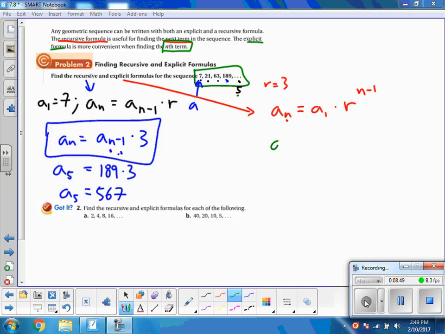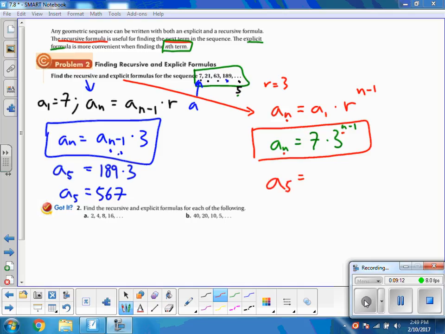So I'm going to rewrite my equation. The nth term equals the first term, 7, times my rate, 3, to the n minus 1. What my equation right now here, and this is the answer, is waiting for me to describe what term I want to use. Let's try it. So we're looking for the 5th term.